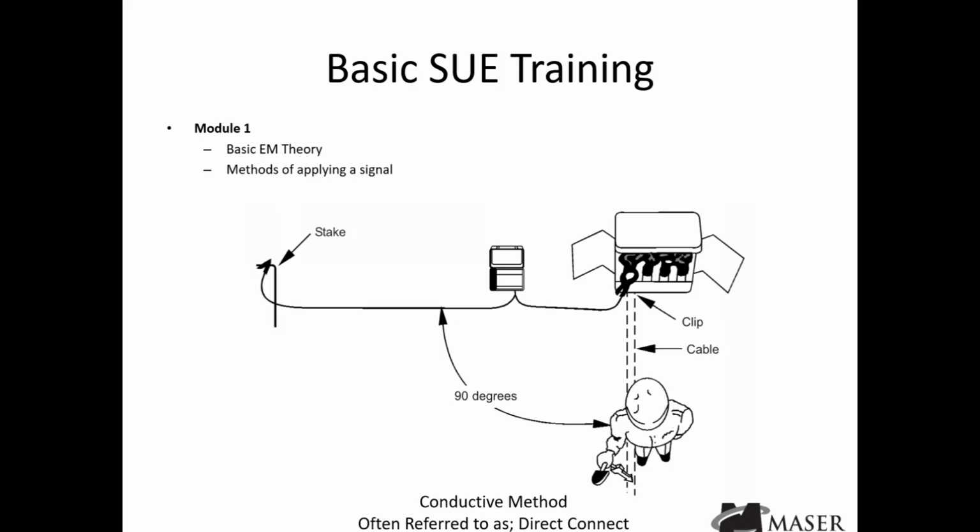So there are some ways to utilize the electromagnetic equipment to apply a signal. And in this particular graphic, this is a direct connection setup. So we have a clip that is directly clipped to a conductor. We have the box as the transmitter here, and then we have a grounding stake. And the idea is, as best as possible, to maintain a 90-degree separation from the line or supposed line of where your cable or conductive facility is to the grounding stake.